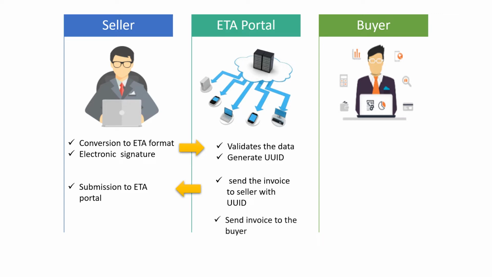Then, send the invoice to the buyer. Finally, the buyer is the last party in the process. They just need to get the invoice with UUID. In this part we previewed the process of e-invoice.